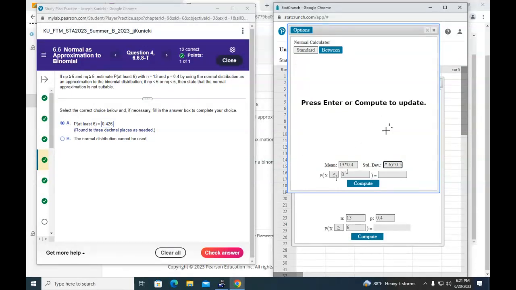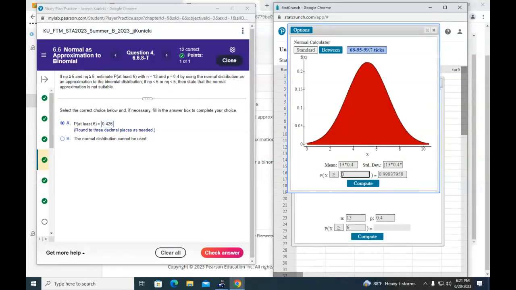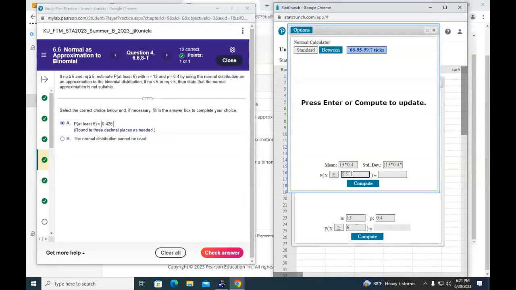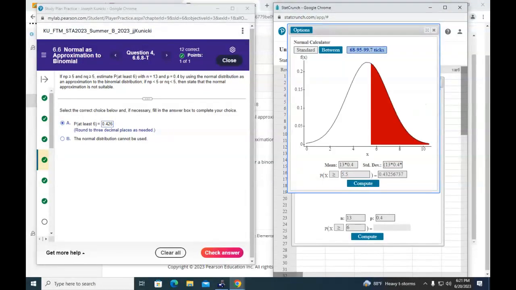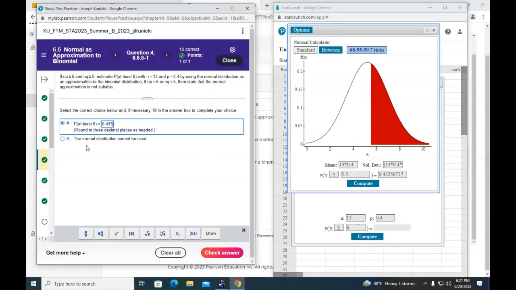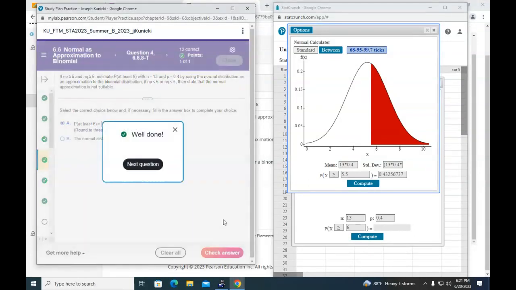So continuity correction would be x greater than or equal to 5.5. So the approximation is 0.433. So I go back and change it to 0.433. You see, now they like it. A lot of times they'll take the binomial straight up, so why bother with an approximation? But here they did.